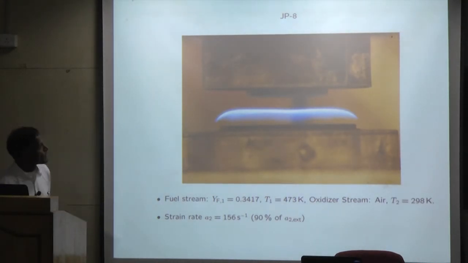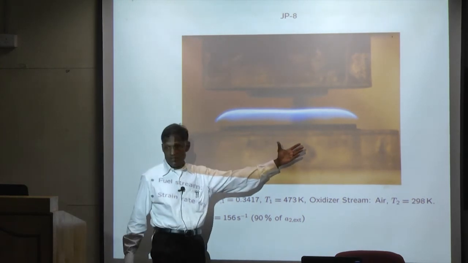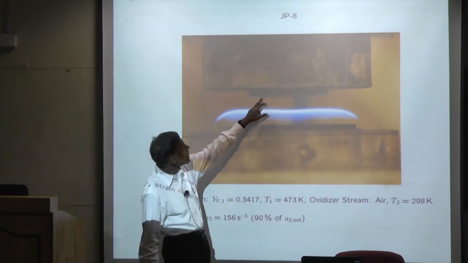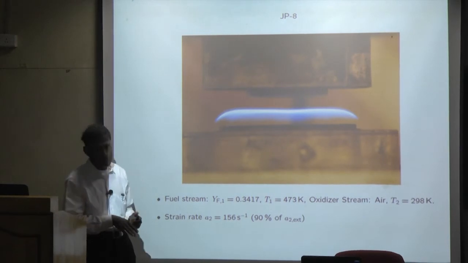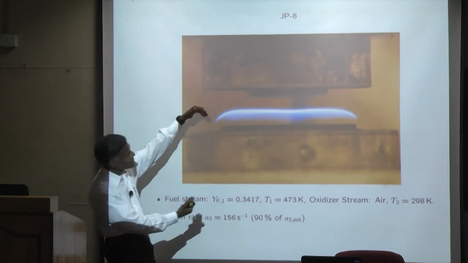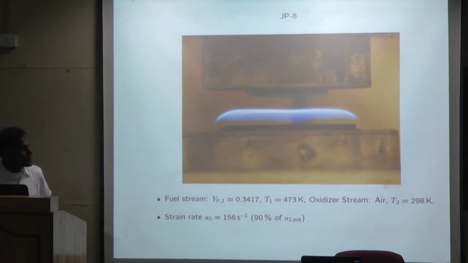That's a flame in our UCSD burner. You can see that this is a typical JP8 flame. What's coming from the bottom is pre-vaporized JP8 mixed with nitrogen, and from the top we have air. You can see that we can stabilize the flame, and it will stay there forever. Now the idea is that you increase the flow velocities of these jets until the flame extinguishes. That gives the strain rate.